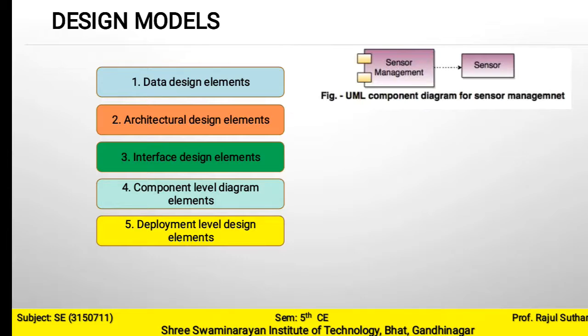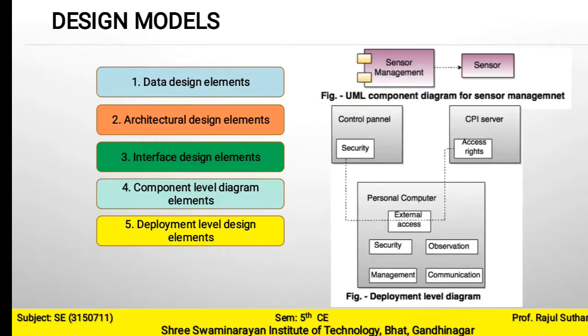Then the fifth one, that is the deployment level design element. The deployment level design element shows the software functionality and subsystems that are allocated in the physical computing environment which supports the software. The following figure represents three computing environments as shown.